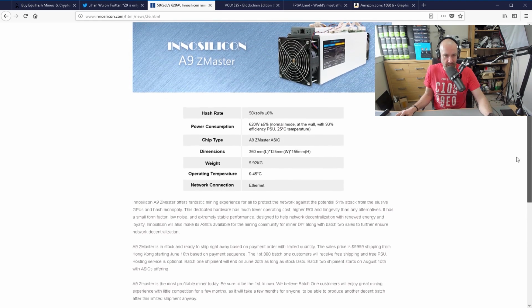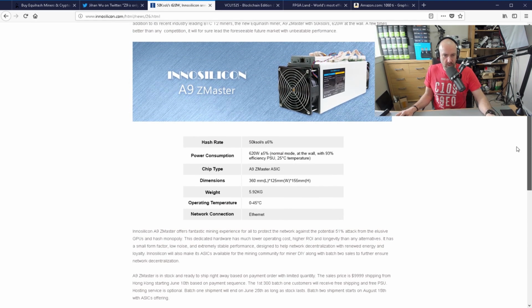But you can see the specs here. 50,000 sols plus or minus 6%, 620 watts. They're calling it the A9 ZMaster. 5.92 kilograms. I'm not sure of the noise levels of this, but I'm sure it's going to be very loud.